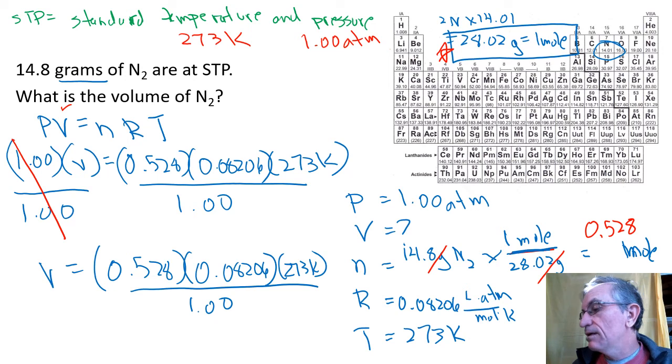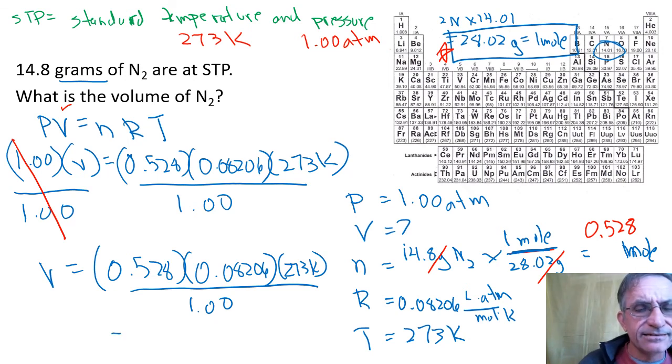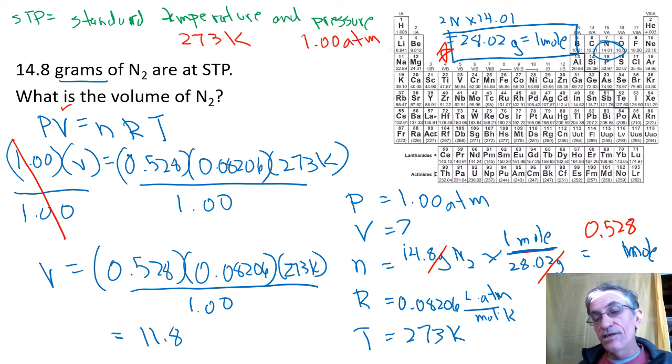If you work it out, you should get an answer of 11.8. And the units, what are the units whenever you use PV equals nRT? The volume has to be in liters. So it's going to turn out to be in liters. If you wrote out all the units, you could see how everything cancels except for liters. So this is one way we can use PV equals nRT.